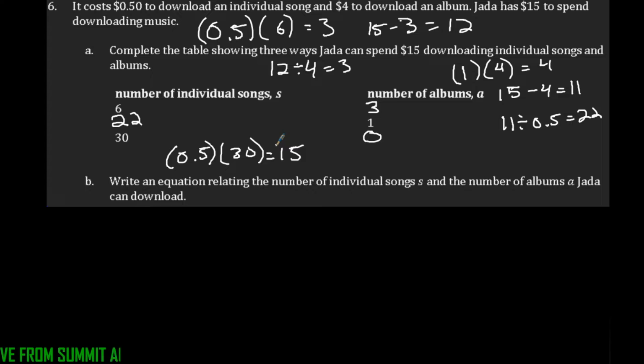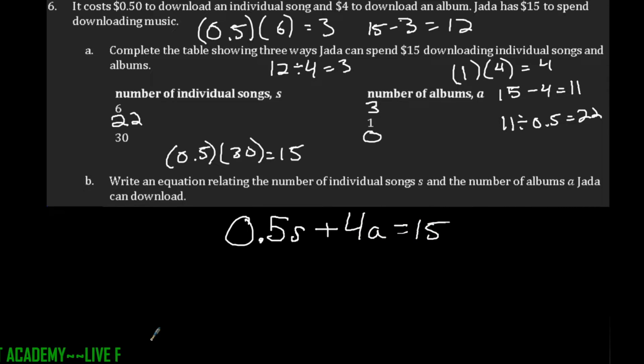Then it says to write an equation relating the number of individual songs S and the number of albums A that Jada can download. And so it's going to be in that standard form. So we're going to have it like this: 0.5 times S, plus 4 times A equals 15. And we can also write it using that X and Y form, so that way we can actually graph it out.